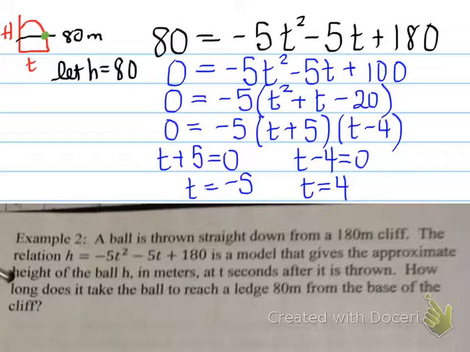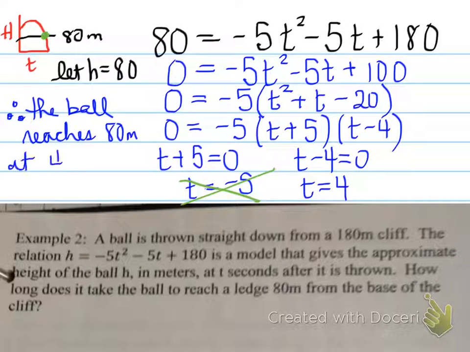The question says t represents time, t seconds. Which one of these answers does not make sense? Well, that, of course, is t equals negative 5. It's impossible to go backwards in time. So therefore, we have our answer, t equals 4. So therefore, the ball reaches 80 meters at 4 seconds. And we're done the question.